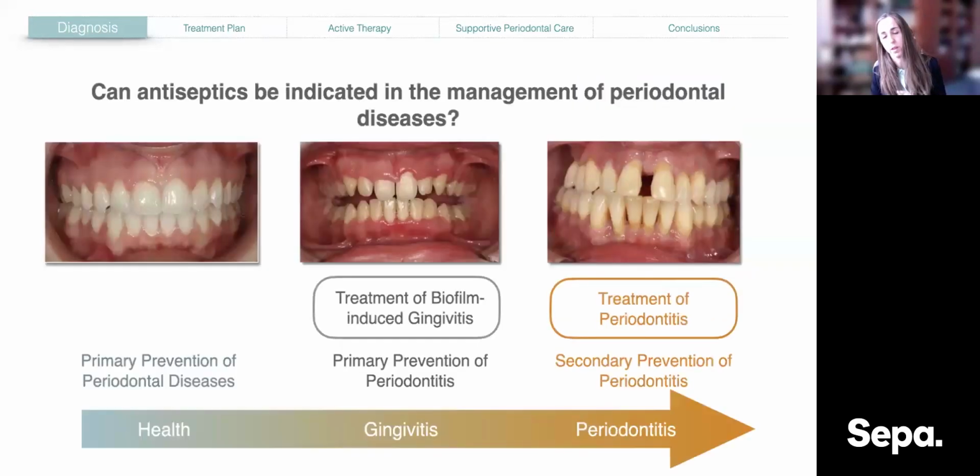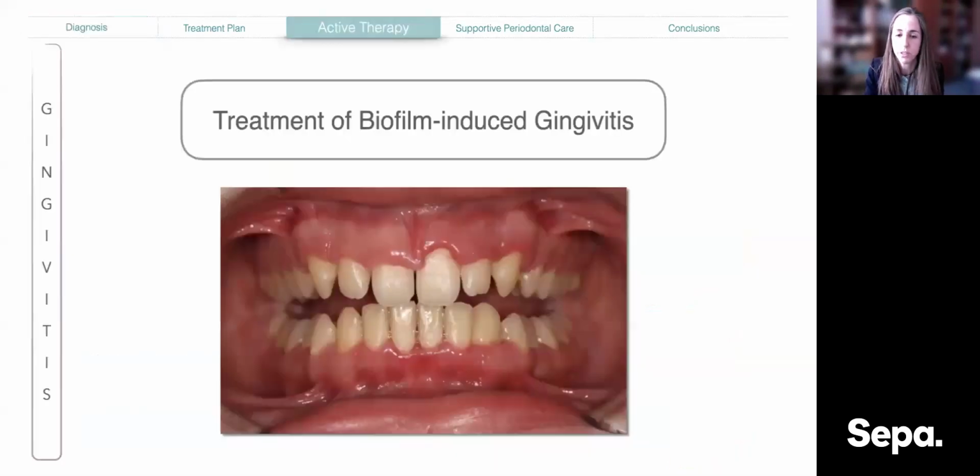So now, if we move to the following slide and we try to summarize all this that has been said, we have these three levels of health or disease that go from health to periodontitis. In each of them, we can implement a level of prevention or a level of treatment. So we'll now start with the following slide, which is the treatment. We'll start by the active treatment of these diseases. The first one is gingivitis.